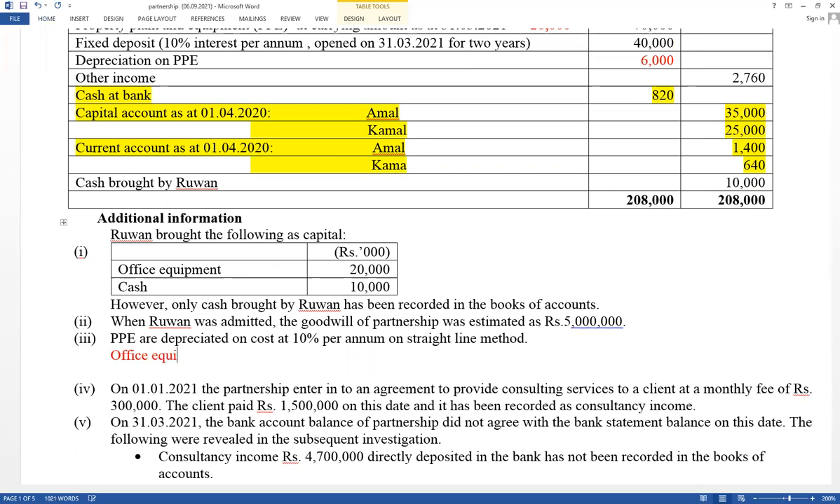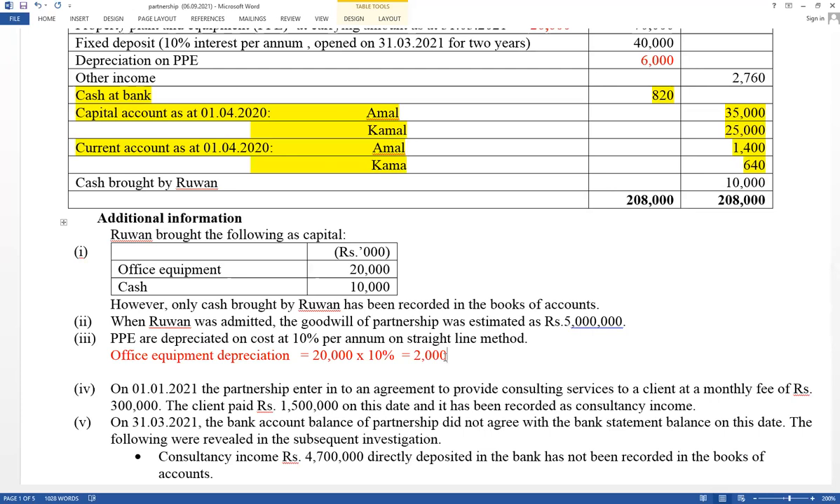Office equipment depreciation. Office equipment value is equal to 20,000. Based on that value, 10% depreciation should be calculated. Therefore, annual depreciation is equal to 2,000. This is the annual depreciation that should also be recorded for office equipment. Depreciation expense account debit, property, plant and equipment account credit.